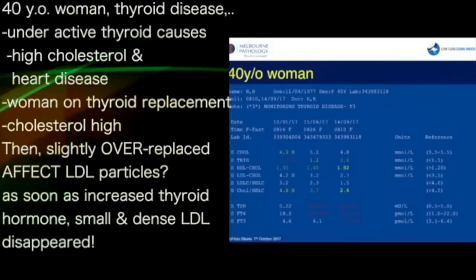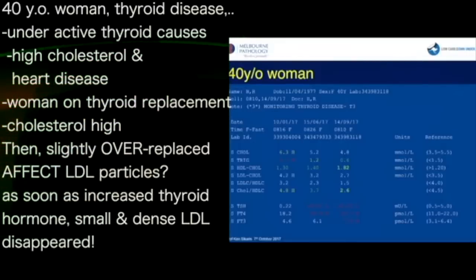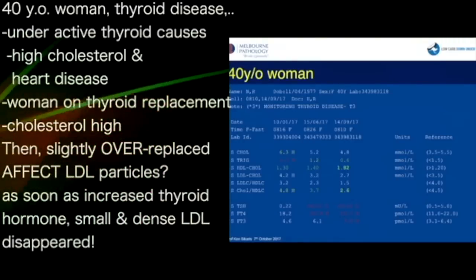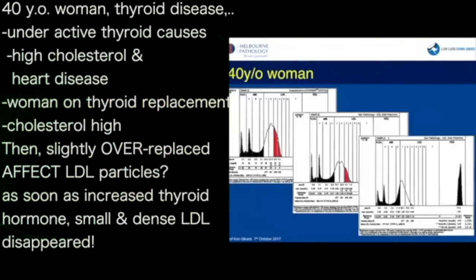So here's a woman who was on replacement. Her cholesterol was high. The replacement wasn't too bad, but then she increased her thyroid hormone and she was slightly over-replaced. Did these changes in her hormone status have any effect on her particles? Yes, as soon as she increased the thyroid hormone, the small dense LDL disappeared.